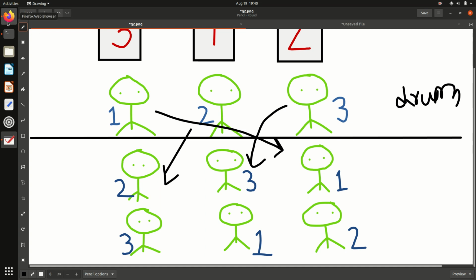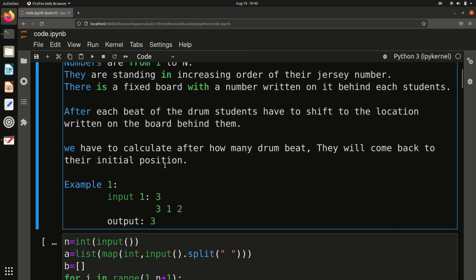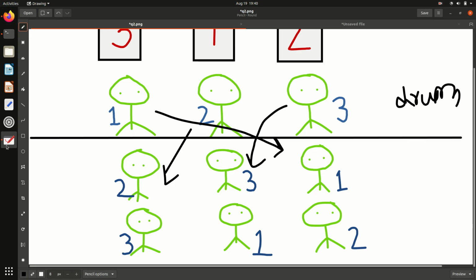Now what do we have to do? We have to do this again and again, and calculate after how many drum beats they will come back to their initial position. So this is the question. The initial position was 1, 2, 3. So we have to keep on doing this until they are again here, like first comes here, second here, and third here. So we will keep on doing.